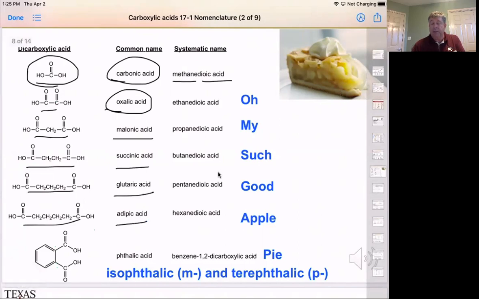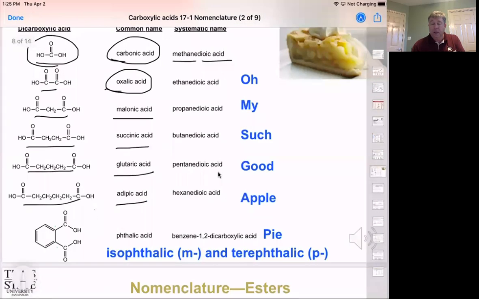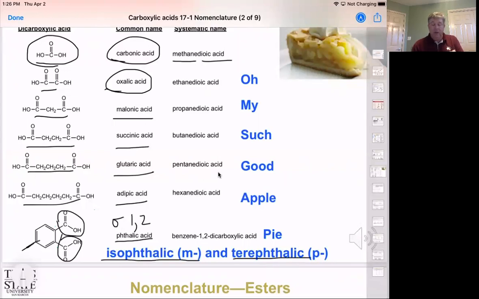Once we get to the benzenes, the common name for the benzenes that have 2 carboxylic acids on them is phthalic acid, okay? So notice this is ortho, or the 1,2 derivative here. If it's the meta, it's actually called isophthalic acid. And if it was the para over here, we call it terephthalic acid. So we would name them that way. But our systematic name would be benzene 1,2 dicarboxylic acid. This would be 1,3 dicarboxylic acid, and this would be 1,4 dicarboxylic acid.